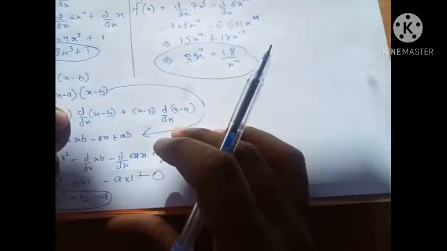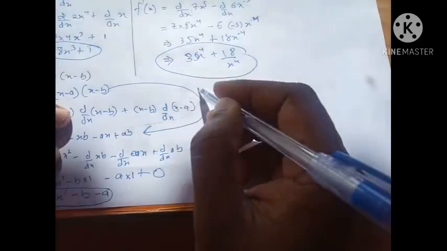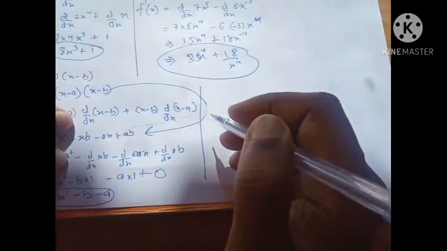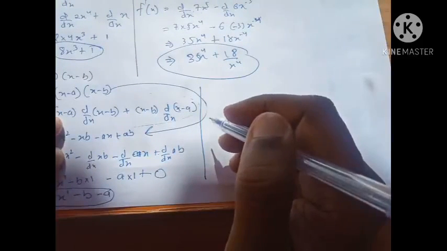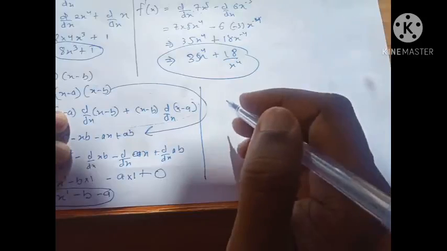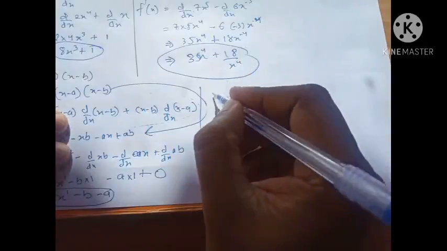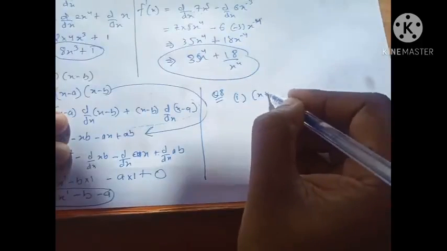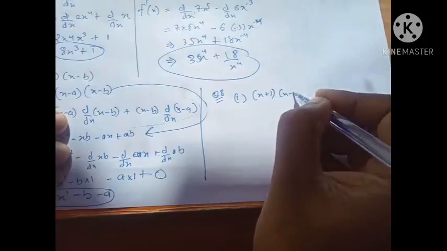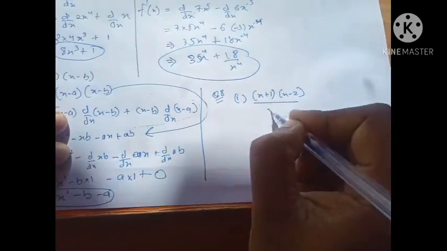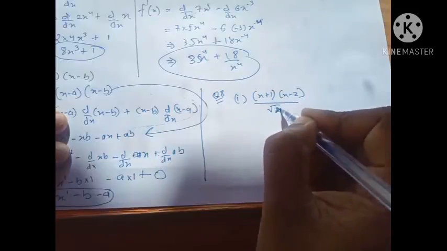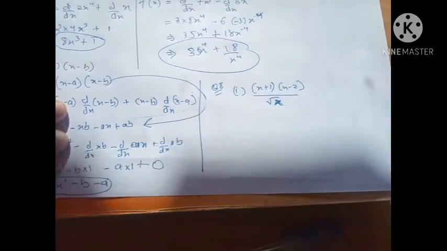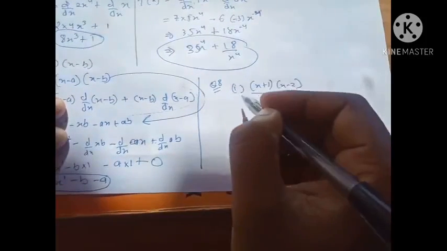Okay, we'll be looking at the next question now. Let's see which question we'll be looking at. All the questions are of multiplication. Okay, let's see question number 8, first part. So it says x plus 1, x minus 2 over root x. So this is what I have to find the derivative of, and this is the function given to me.